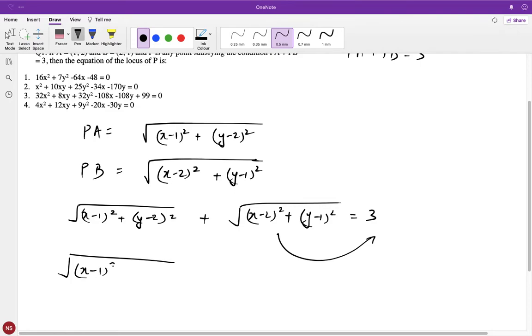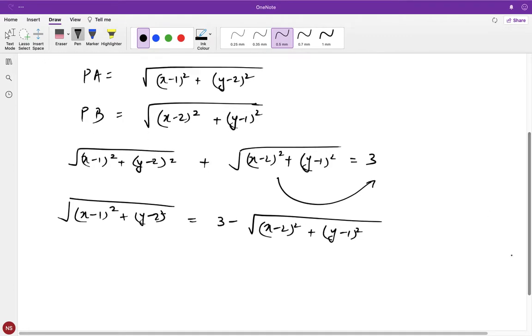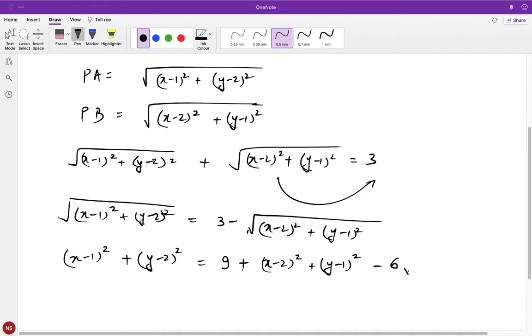Now I take this over here. I get square root of (x minus 1) whole square plus (y minus 2) whole square is equal to 3 minus square root of (x minus 2) whole square plus (y minus 1) whole square. If I square both the sides, what do I get? (x minus 1) whole square plus (y minus 2) whole square is equal to, a minus b whole square is a square plus b square minus 2ab. So 3 square is 9 plus the square of this square root, that means this square root is gone. So (x minus 2) whole square plus (y minus 1) whole square minus 2ab. So 2 into 3 is 6. I'm left with this.